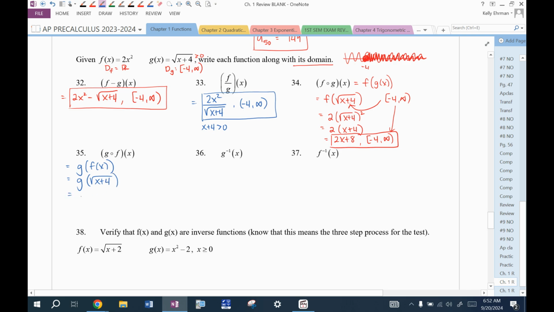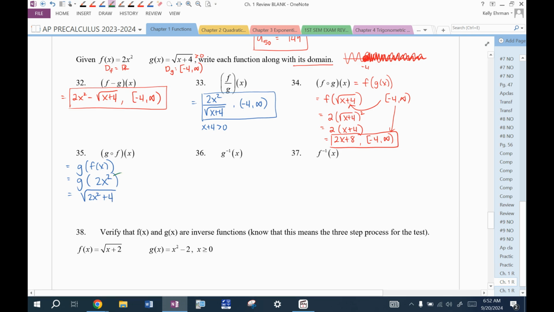Plug that into, let's see. Sorry, f of x is... I was going to say, why am I doing the same thing I was just doing? F of x is 2x squared. There we go. Plug that into g, the square root of, instead of x plus 4, 2x squared plus 4.